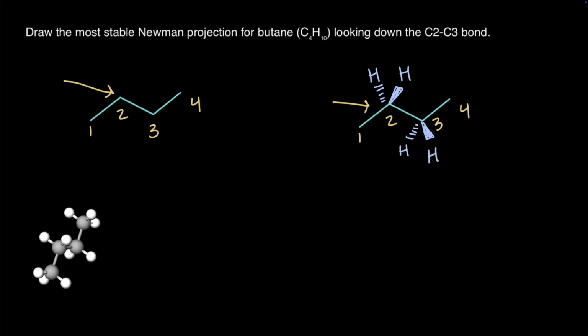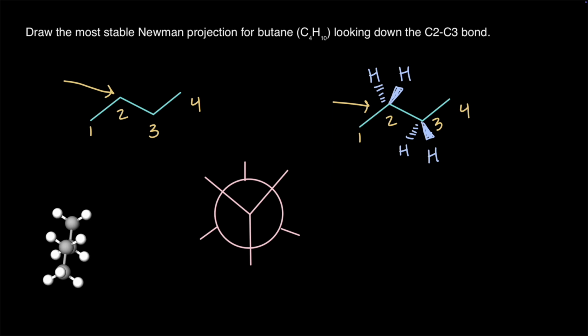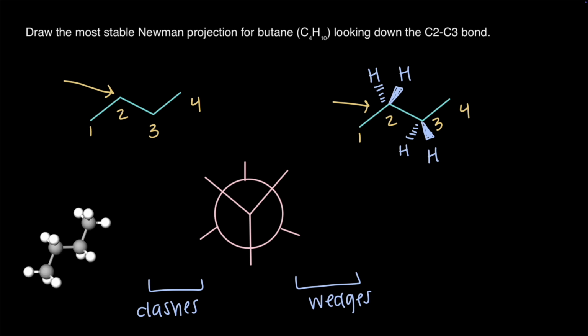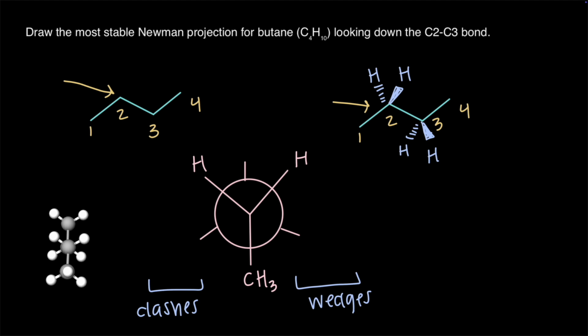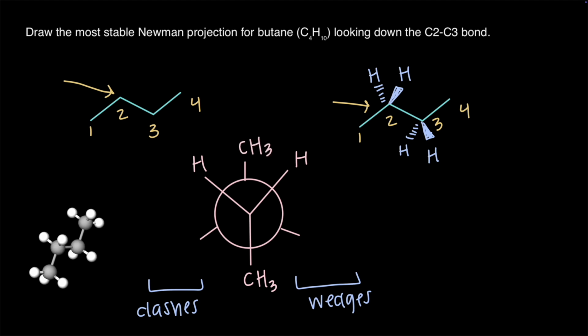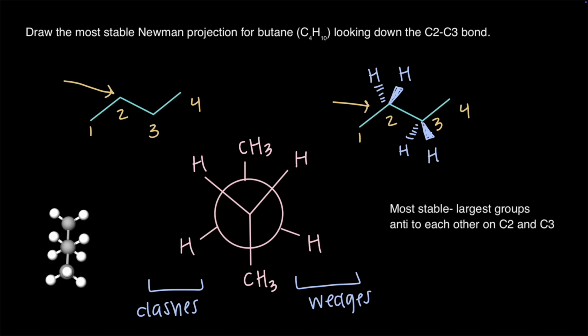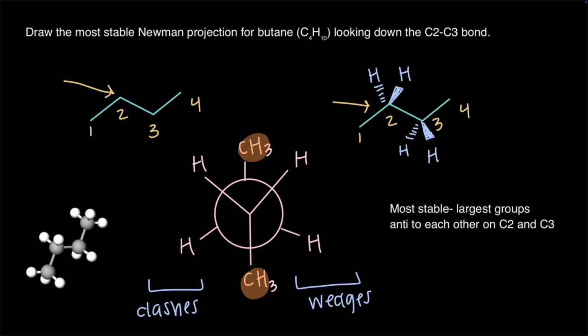Looking down the C2-C3 bond from the right, when I turn the structure, the wedges will be on the right and the dashes on the left. C2 will have a CH3 group at the bottom and 2 H's at the top left and top right. C3 will have a CH3 group at the top with 2 H's at the bottom left and bottom right. The most stable Newman projection will have the largest groups on C2 and C3 anti to each other. The methyls are the largest groups, and in the present Newman projection, they are anti to each other, so this is the most stable Newman projection.